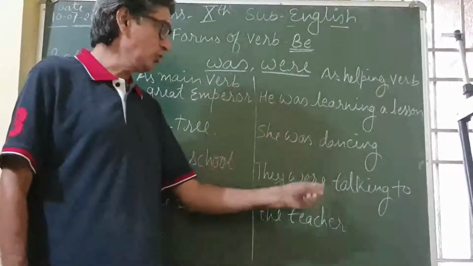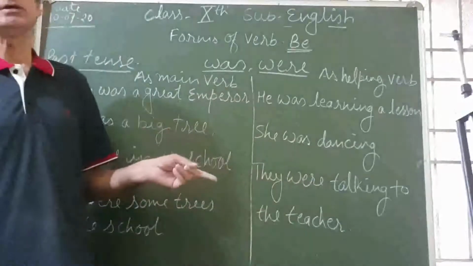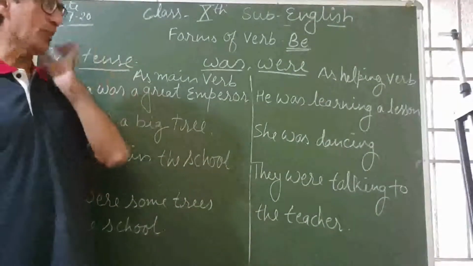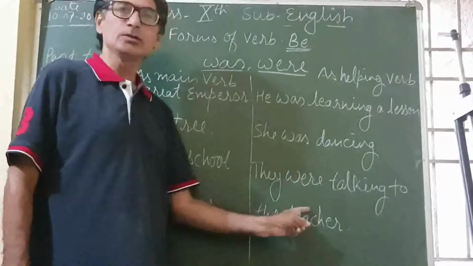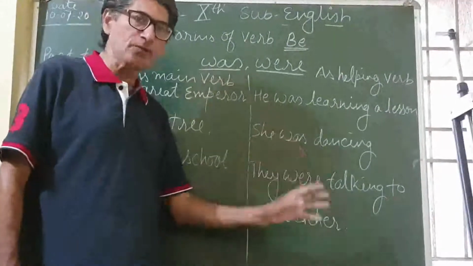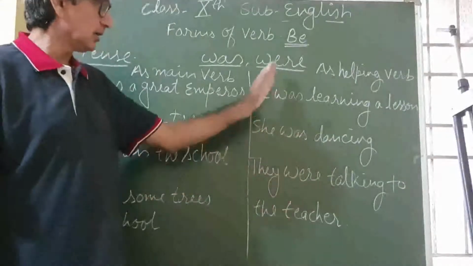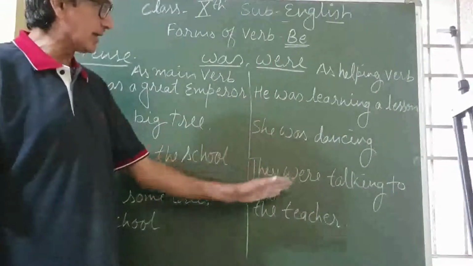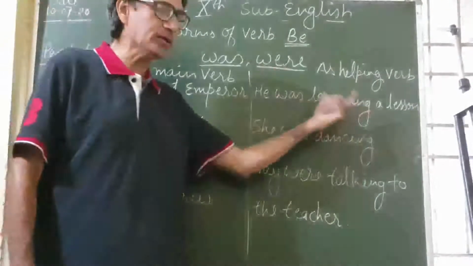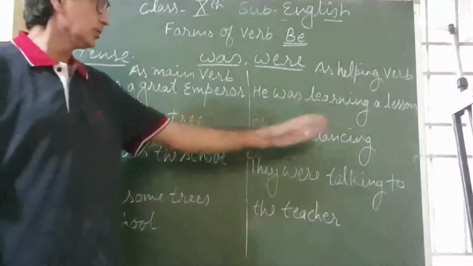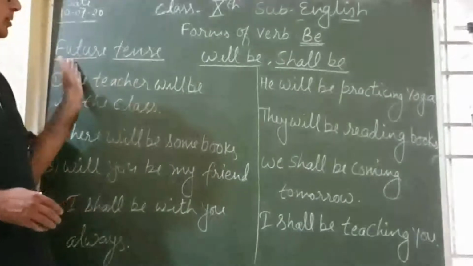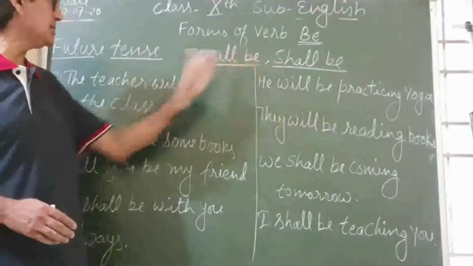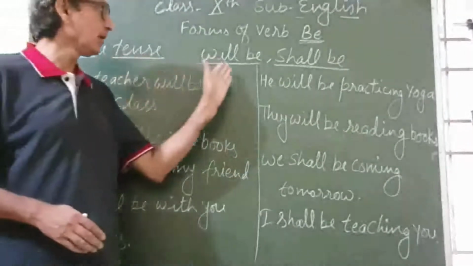Because you know well, as you studied yesterday in the topic of tenses, that past continuous kind of tense, past continuous, the structure is like this. So now the last one, forms of verb be for future tense.